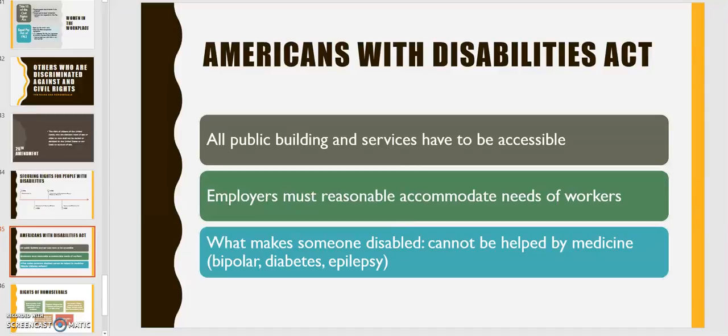So in other words, it cannot be helped by medicine. If you are bipolar, but it's checked by your medicine, well, you're not disabled. If you have diabetes, but you can take your insulin, you're not disabled. If you have epilepsy, but it's controlled by medication, once again, you are not disabled. If you'll notice in your textbook, one of the things that does make you disabled is alcoholism. Weird. Why is that? I don't know. I didn't really like that.